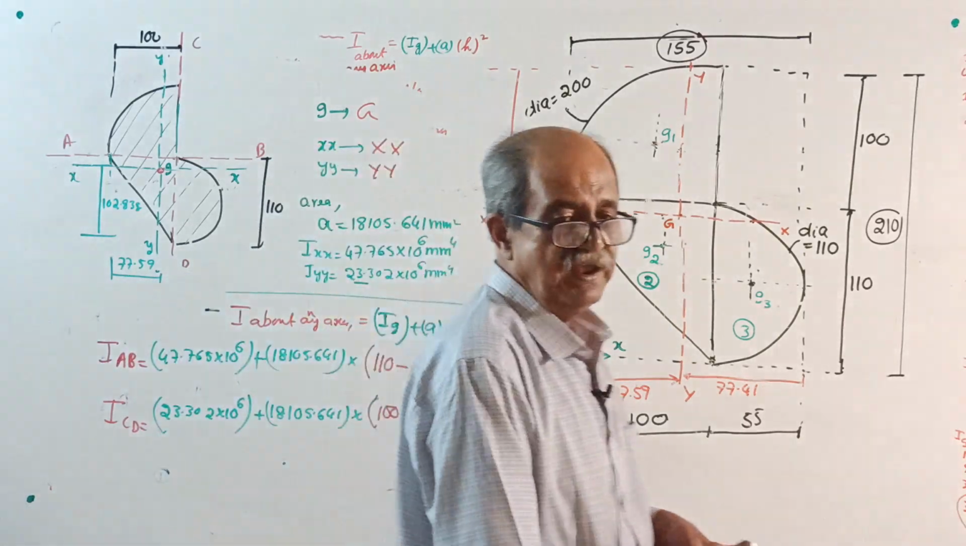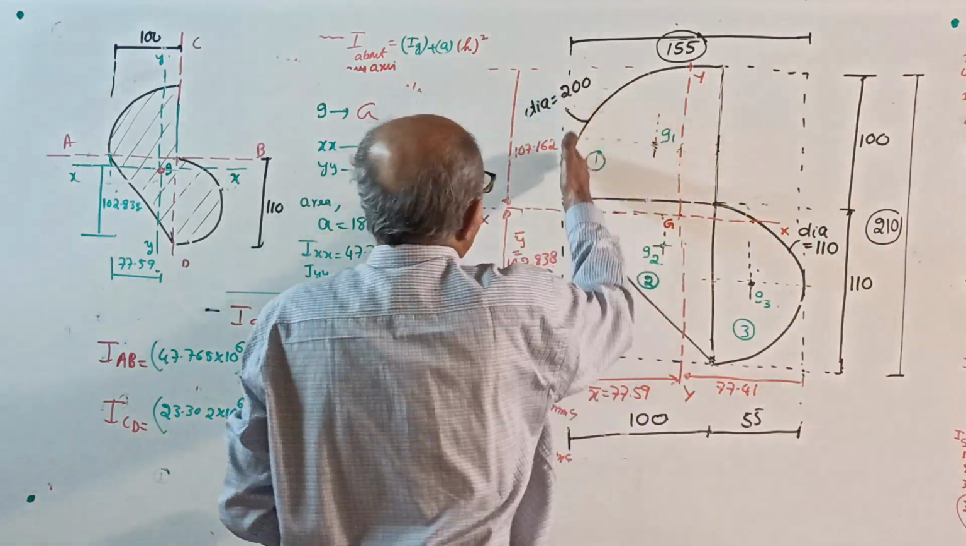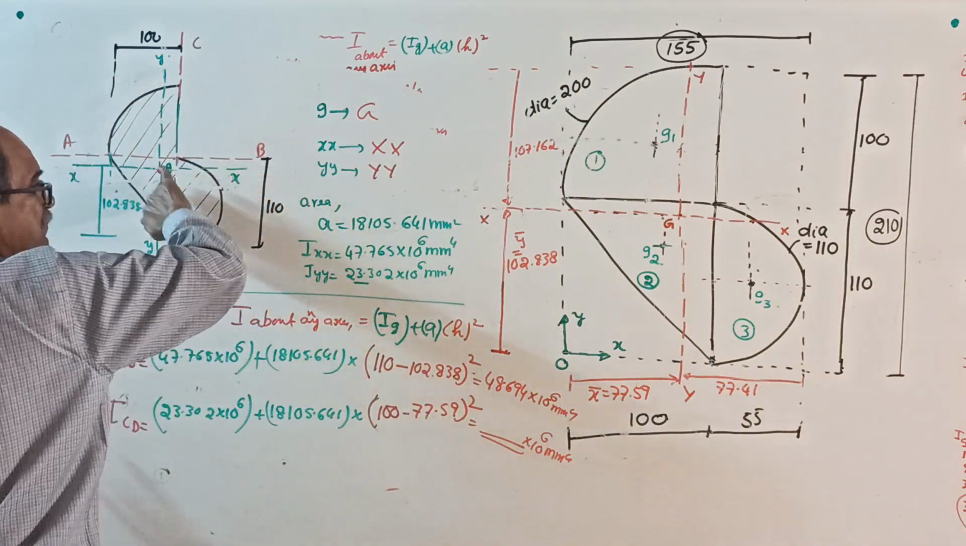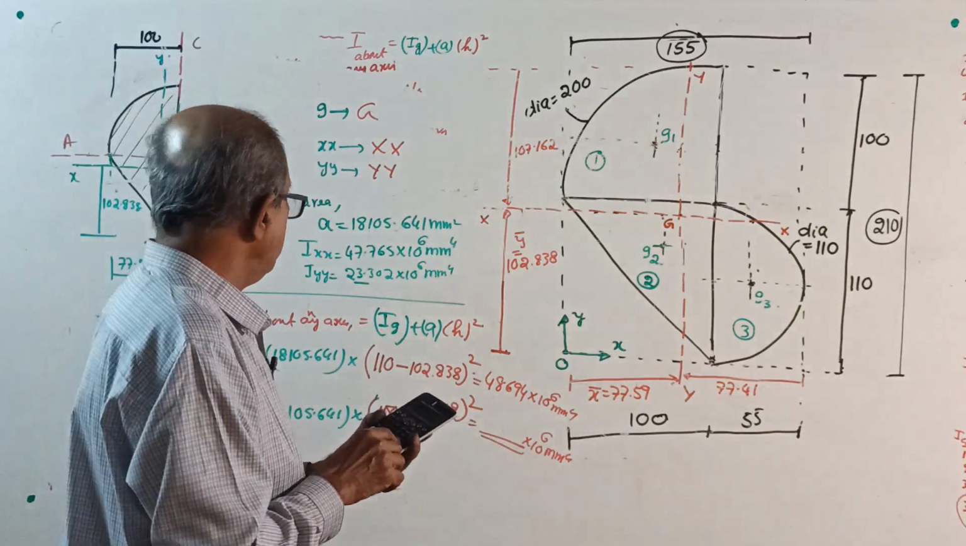And I about YY is, not YY, CD is. See, if they want about this axis, what do you do? Suppose the axis is given here, IG plus A square. Once you know I about the centroidal axis, you can find about any axis.